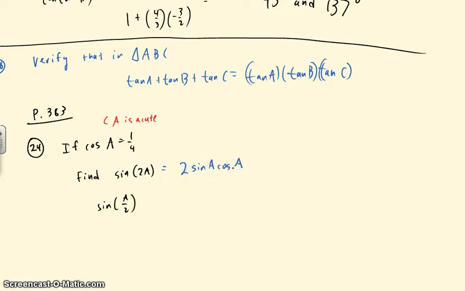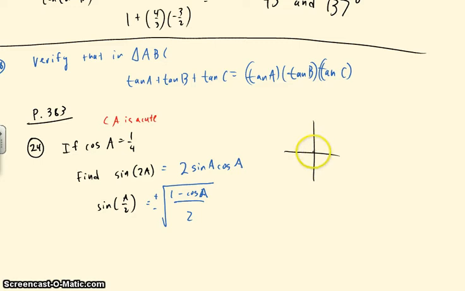Okay, we know that that's the identity for this. And we know that for the sine of A over 2, we can either look that up, or we derived it in class. It's plus or minus the square root of (1 minus the cosine of alpha) over 2. Now, we have to consider where A is. Well, it says A is acute, so it's in the first quadrant.